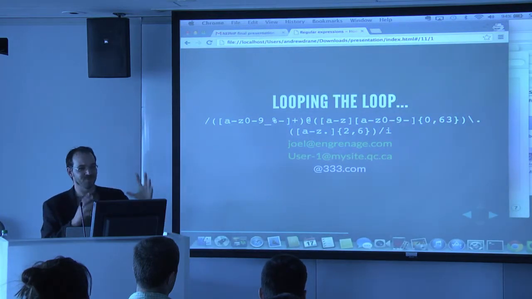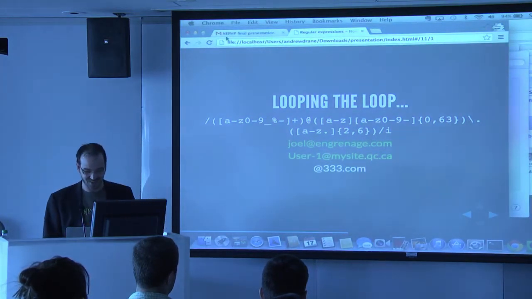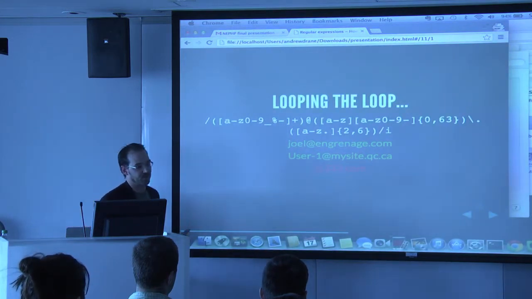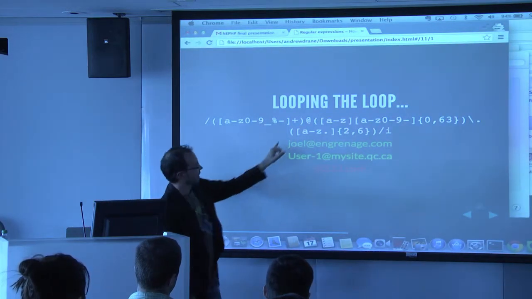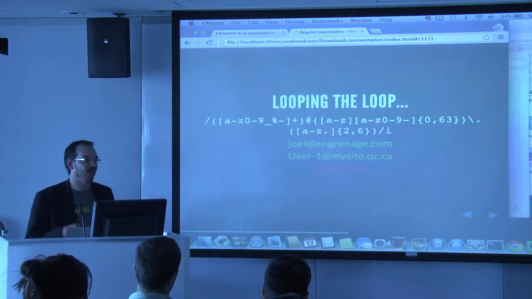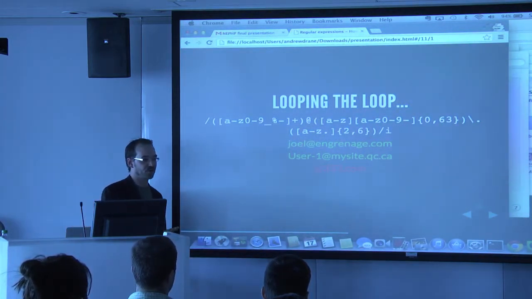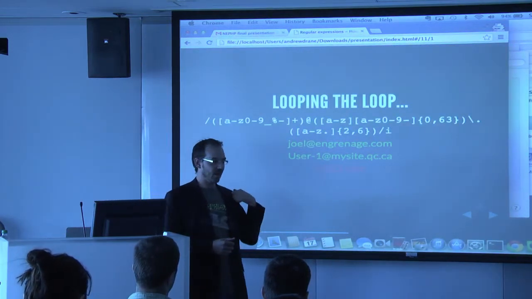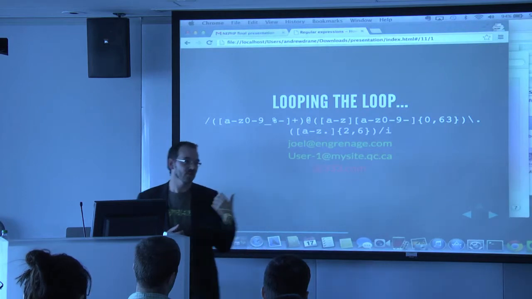It's a lot of different things to look at. It's going a little bit faster about that. And the last one, at 333.com, doesn't match because we want at least one character before the at sign. So it's a nice way to add validation if you want to check before you enter the data into your database, for example. You want to be sure that it's written in the right way. It's a nice way to use it.